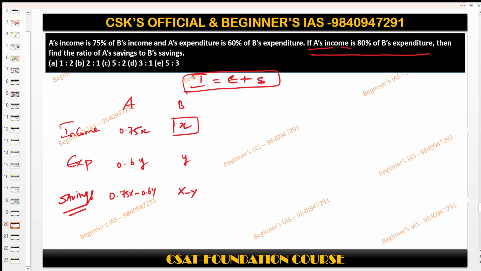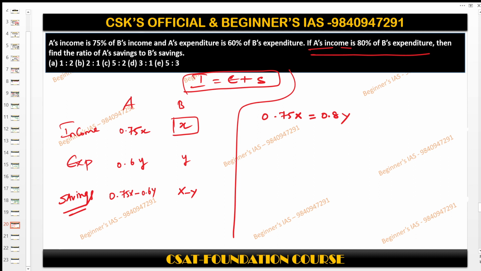Now read the question. A's income is 80%. What is A's income now? 0.75x, isn't it? Yes, sir. Which is equal to 80% of B's expenditure. What is B's expenditure? 0.6y. Everyone understood up to this? Yes, sir.